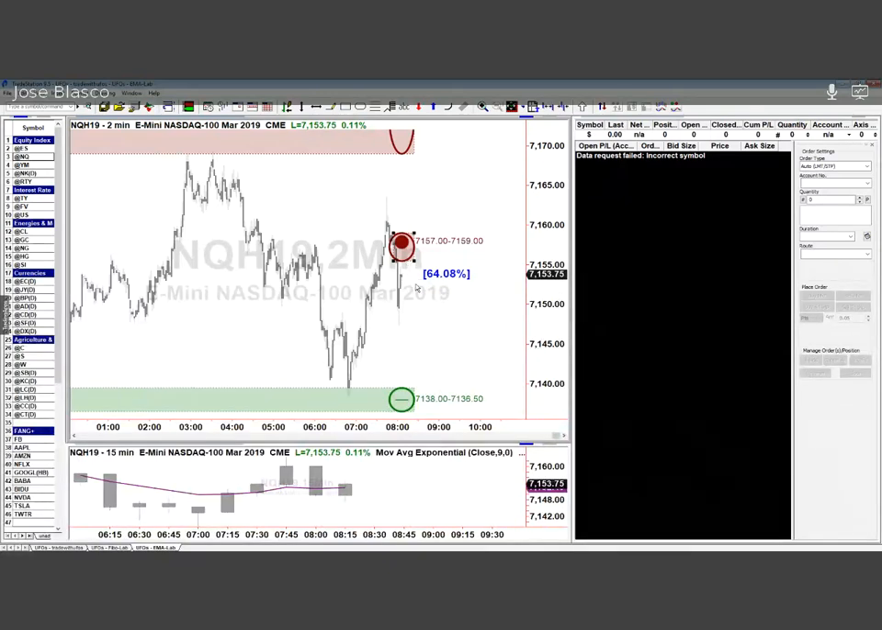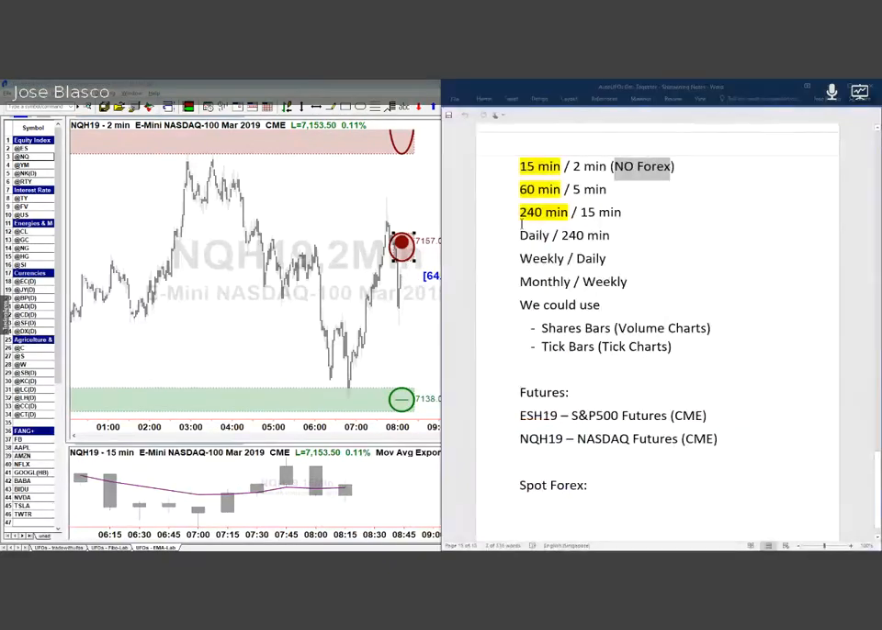And therefore, for spot Forex, it would be recommended to use at least the 5-minute time frame as a minimum to avoid this very small distortion of price, which is a normal, natural consequence of Forex markets being decentralized. Now, a different story is if you use currency futures. If you use currency futures, then it's a different story.